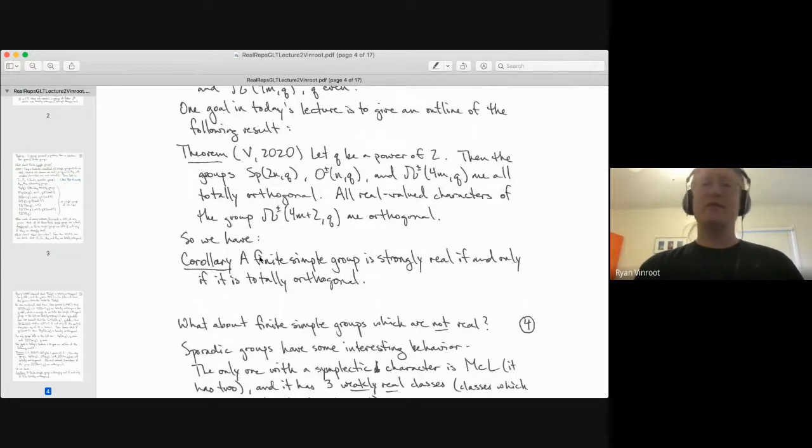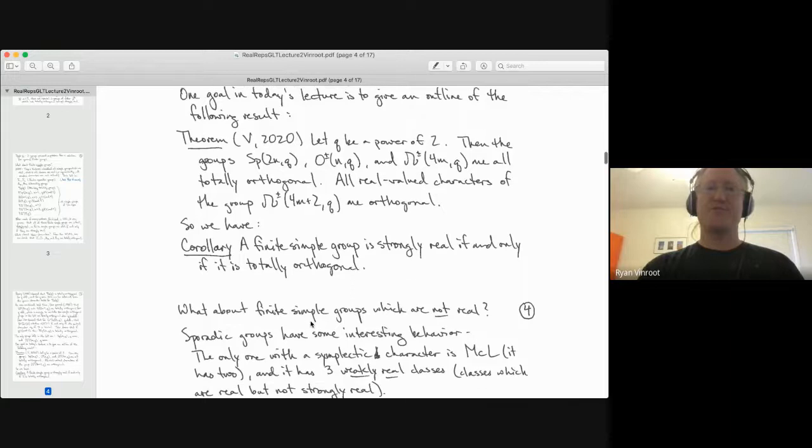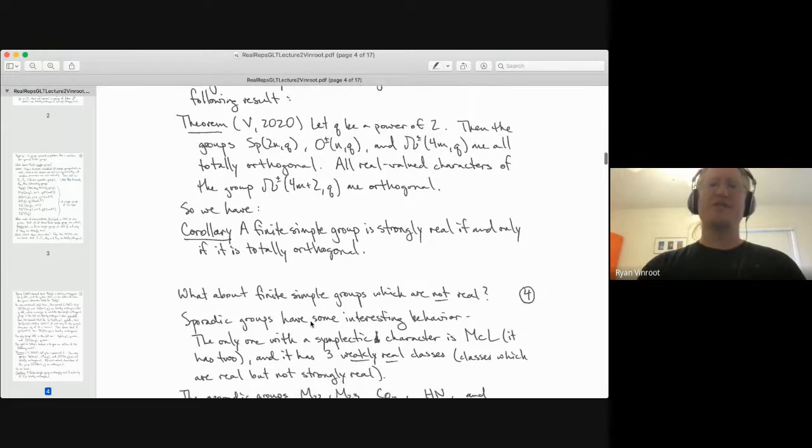Okay, well, it'd be nice if we could look at other finite simple groups and have some statement about those as well. So I want to look at other finite simple groups, what's going on. The only sporadic groups that showed up in this list that were strongly real were these 2 Janko groups.